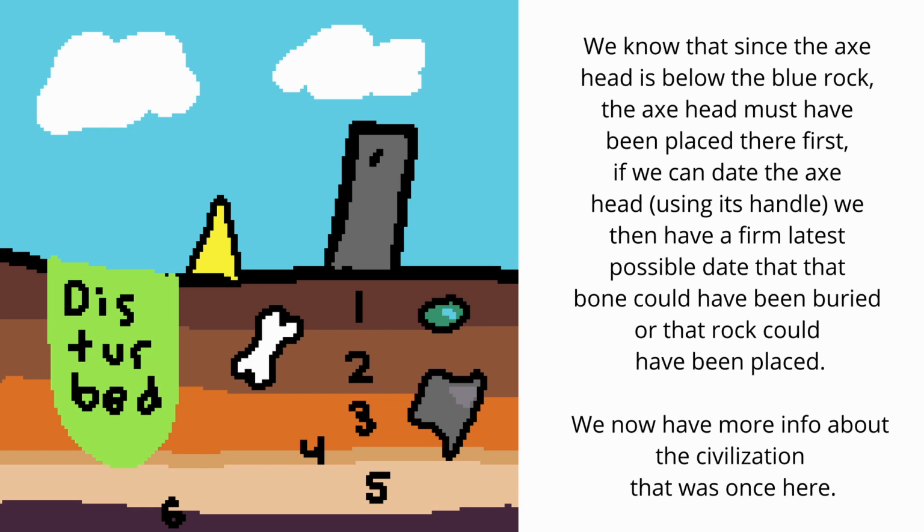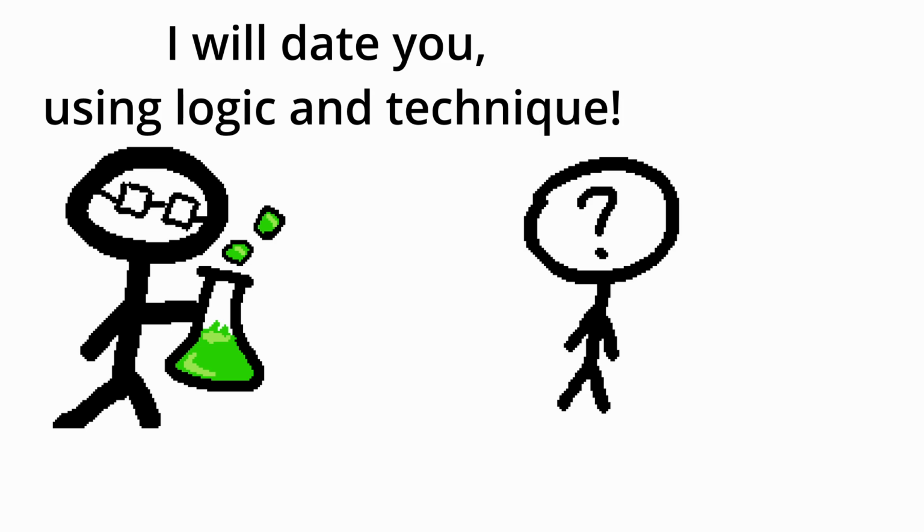If we can date one object that is physically above another, then we know that the other object must be older. That is one of the beauties of these dating techniques. We can date things that we have no information whatsoever about if we just utilize the laws of physics and a little bit of logic. Isn't that awesome?